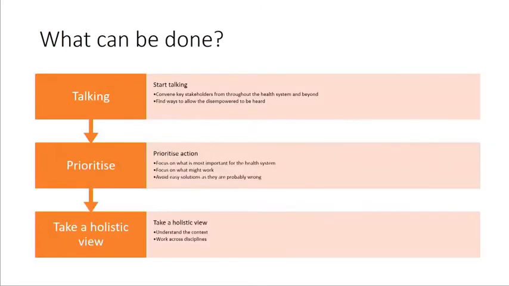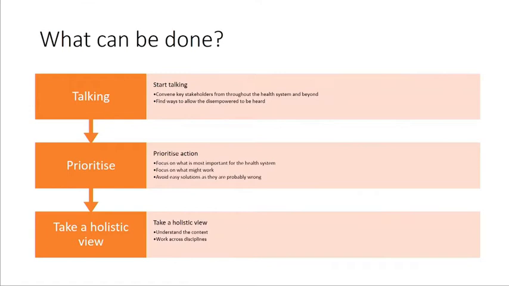Can we move to the next slide, please? So what do we think can be done? Well, the first thing that we think is important is that we need to talk about this. We need to get corruption on the agenda. We need to convene key stakeholders from throughout the health system, but from beyond as well, from law enforcement, from governance, from other sectors, from education, from finance, and so on.